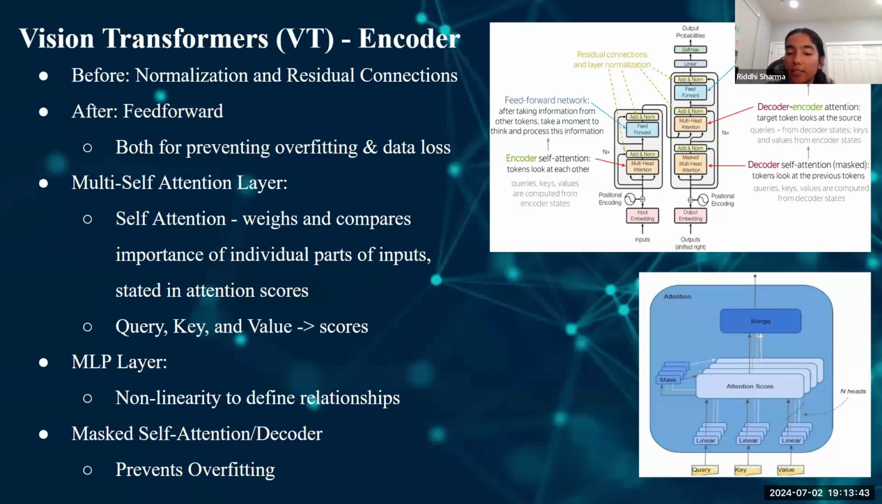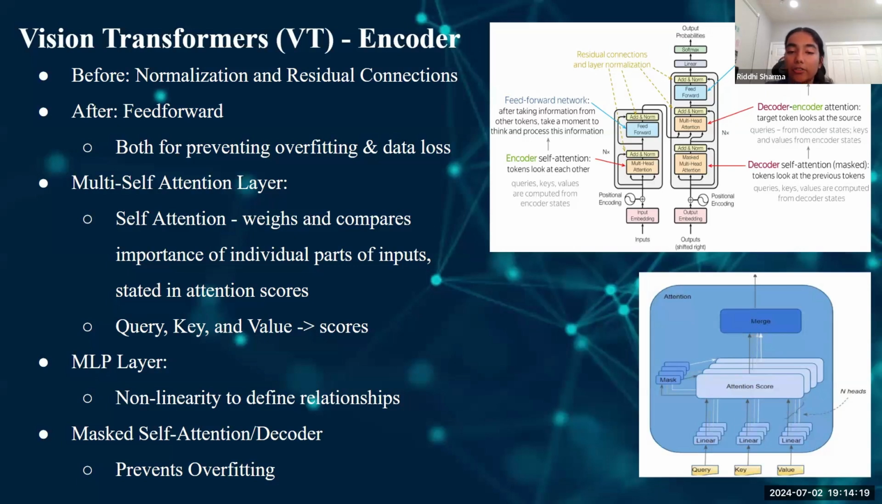Then the purpose of these patch embeddings is for parallel computation and for retaining positional data, which will be processed by an encoder. The vision transformer encoder contains two main layers, the multi-self-attention layer and the MLP head, or multi-layer perceptron head. Before and after these layers are normalization and feed-forward layers, respectively. The purpose of these multiple layers is to make residual connections to prevent overfitting or failing to generalize to new data, and data loss. Before analyzing the multi-self-attention layer, we need to know what self-attention is.